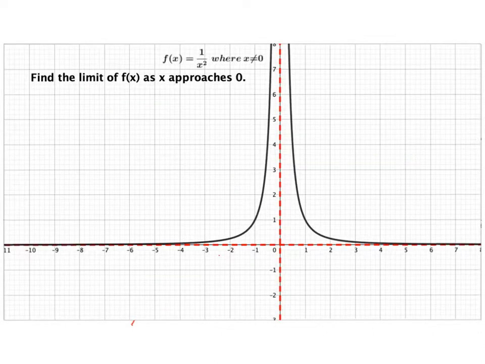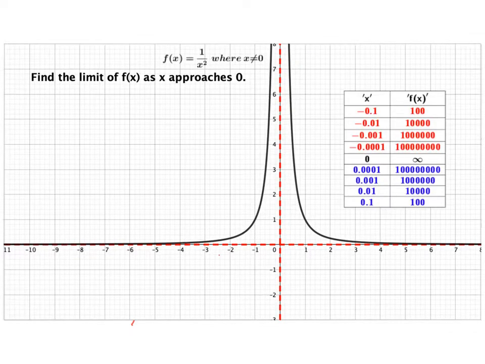Our next example is to find the limit of 1 over x squared as x approaches 0. This example is a little different because our f of x at x equals 0 does not exist. We have an asymptote there at x equals 0. And our left side limit and right side limits are not finite. To help see these limits, we will bring in a table, and let's take a look at our table.